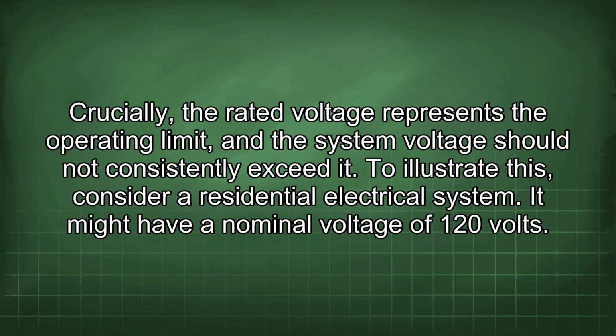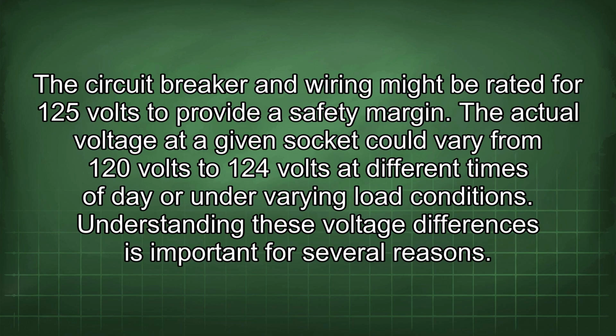To illustrate this, consider a residential electrical system. It might have a nominal voltage of 120 volts. The circuit breaker and wiring might be rated for 125 volts to provide a safety margin. The actual voltage at a given circuit could vary from 120 volts to 124 volts at different times of day or under varying load conditions.